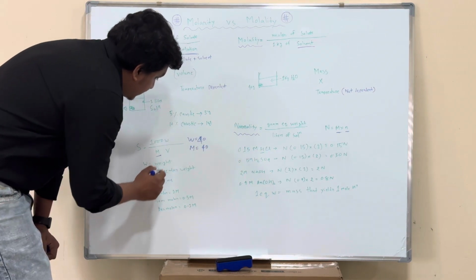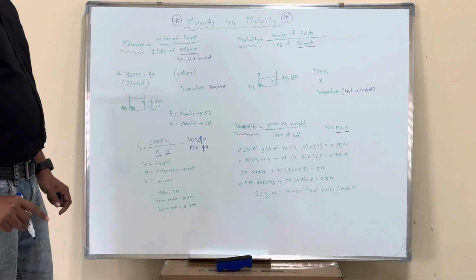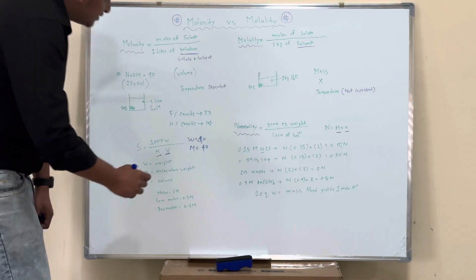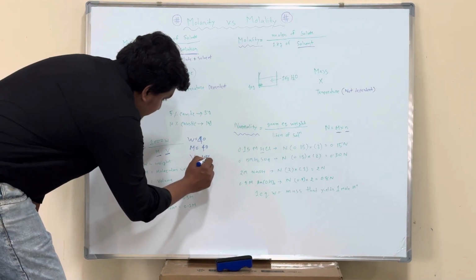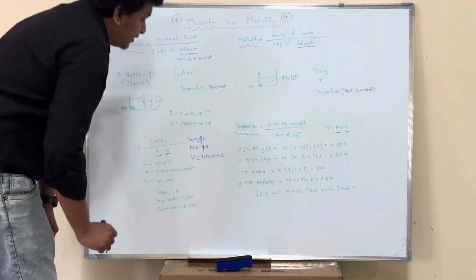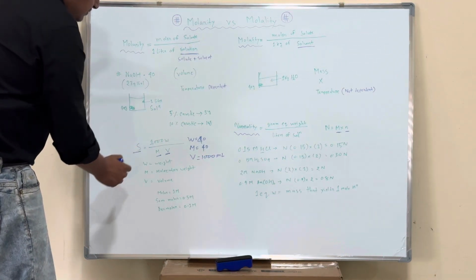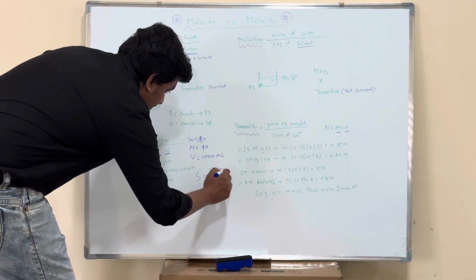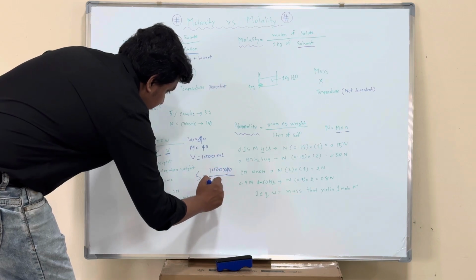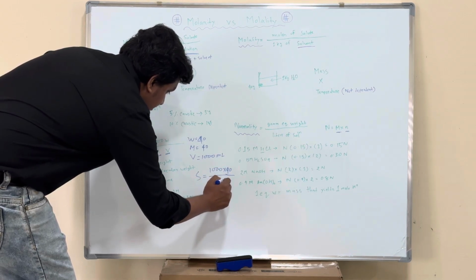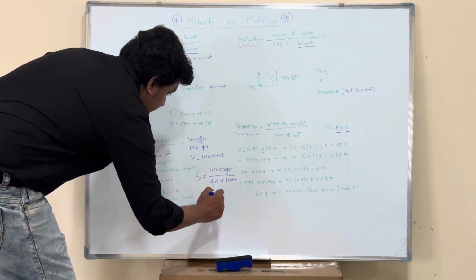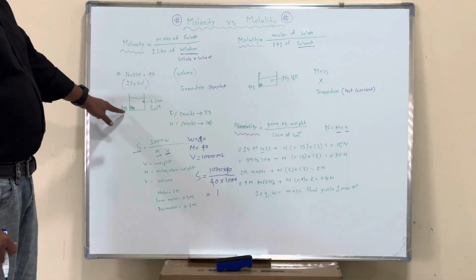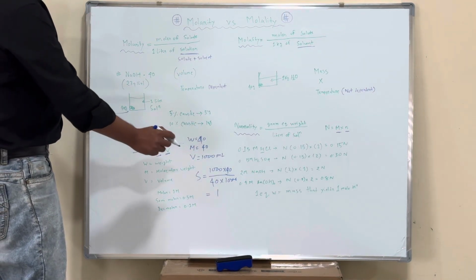And the volume, suppose you want to make 1 liter. 1 liter means 1000 ml. So V is 1000 ml. Okay, so how much do you get for S? You get S equals 1000 into 40 divided by 40 into 1000. That means 1. That means 1 molar. So if you take 40 gram, you will get 1 molar.